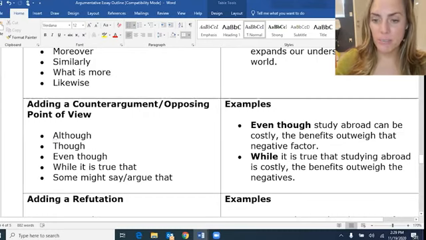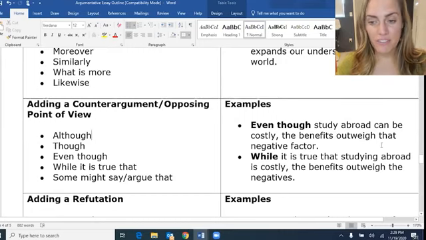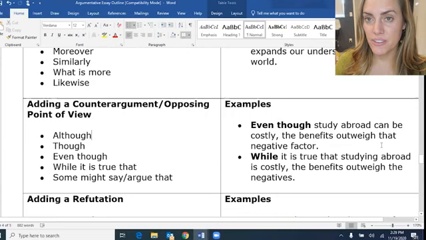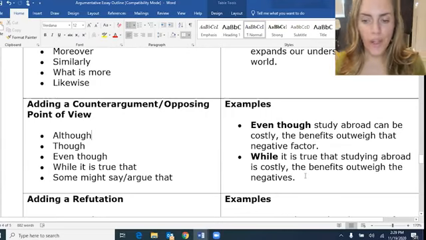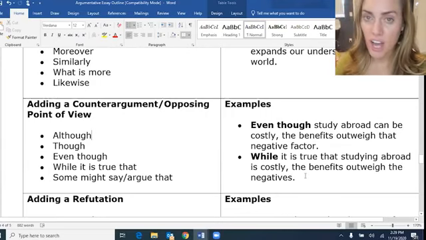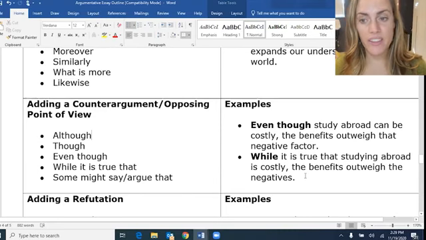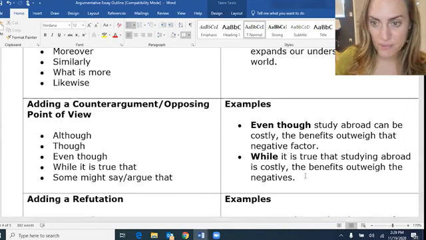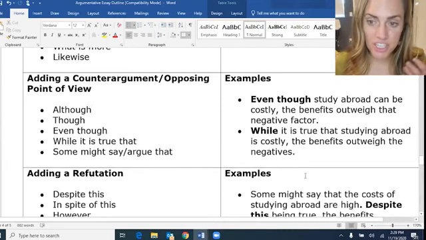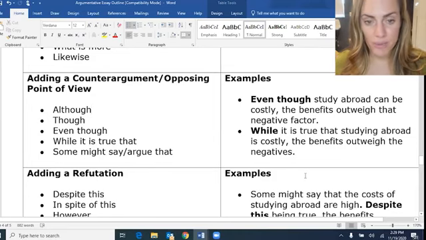And then here's some examples. Even though study abroad can be costly, the benefits outweigh the negative factor. Or, while it is true that studying abroad is costly, the benefits outweigh the negatives. So there's just some examples of transitioning to the counter arguments.